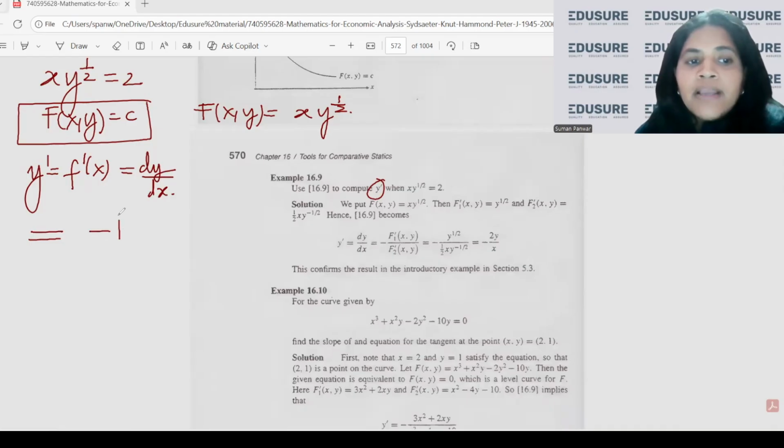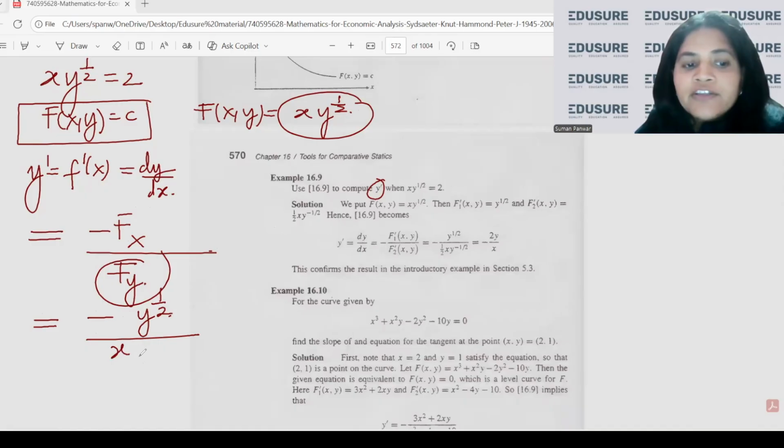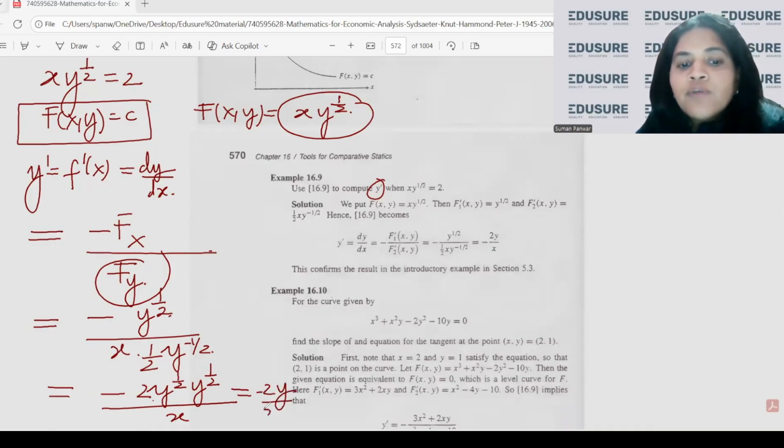And this is equal to minus the partial derivative with respect to x divided by the partial derivative with respect to y. The partial derivative with respect to x will be y power half. And the partial derivative with respect to y will be, x treated as a constant, into half y power minus half. So it is going to be minus, and then y power minus half goes in the numerator. So y power half into y power half divided by x, and then 2 also comes in the numerator, which is minus 2y by x.